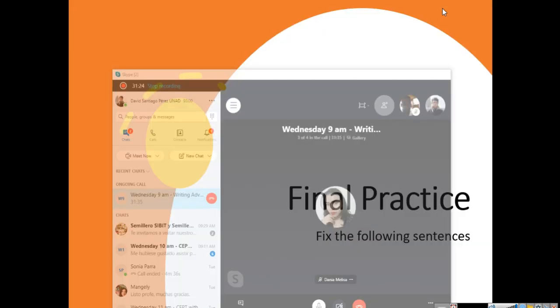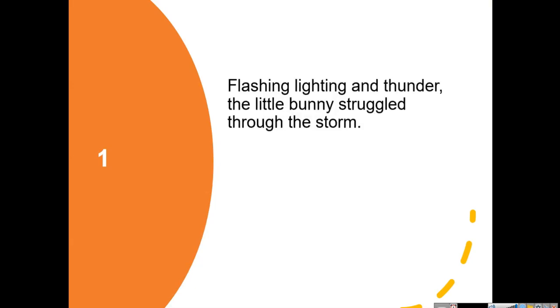All right. So final practice. I have a couple of sentences, and the idea is that you fix those sentences. Flashing lightning and thunder, the little bunny struggled through the storm. Now, before we fix that sentence, it is important that we know what the mistake is here. Otherwise, we wouldn't be fixing anything. So, Daniel, look at this sentence and tell me what's wrong with it.